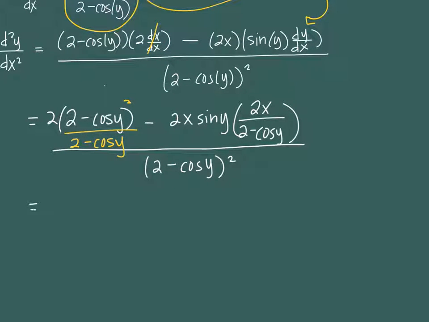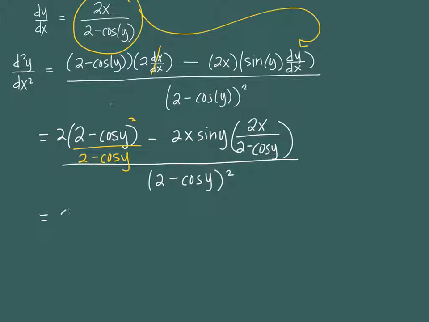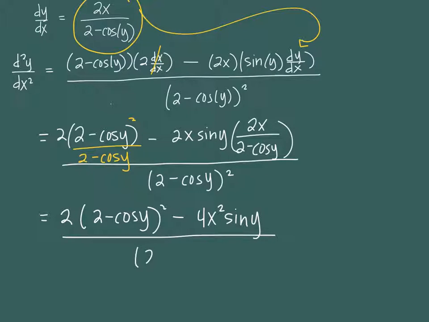in simplifying this. So I'll have 2 minus cos y squared now, minus 4x squared sine y, all over the common denominator, 2 minus cos y cubed.